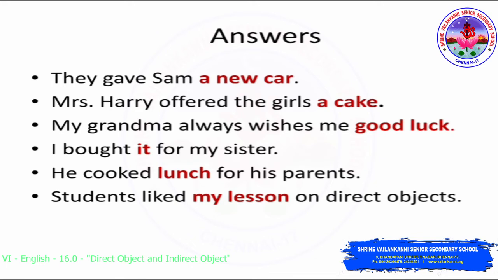I bought it for my sister. I is the subject. Bought is the action verb. And what did I buy for my sister? I bought it. I didn't mention what it is, but I just mentioned it as the word it. So it is the direct object here. He cooked lunch for his parents. He is the subject. Cooked is the verb. What did he cook for his parents? Lunch. So lunch is the direct object.